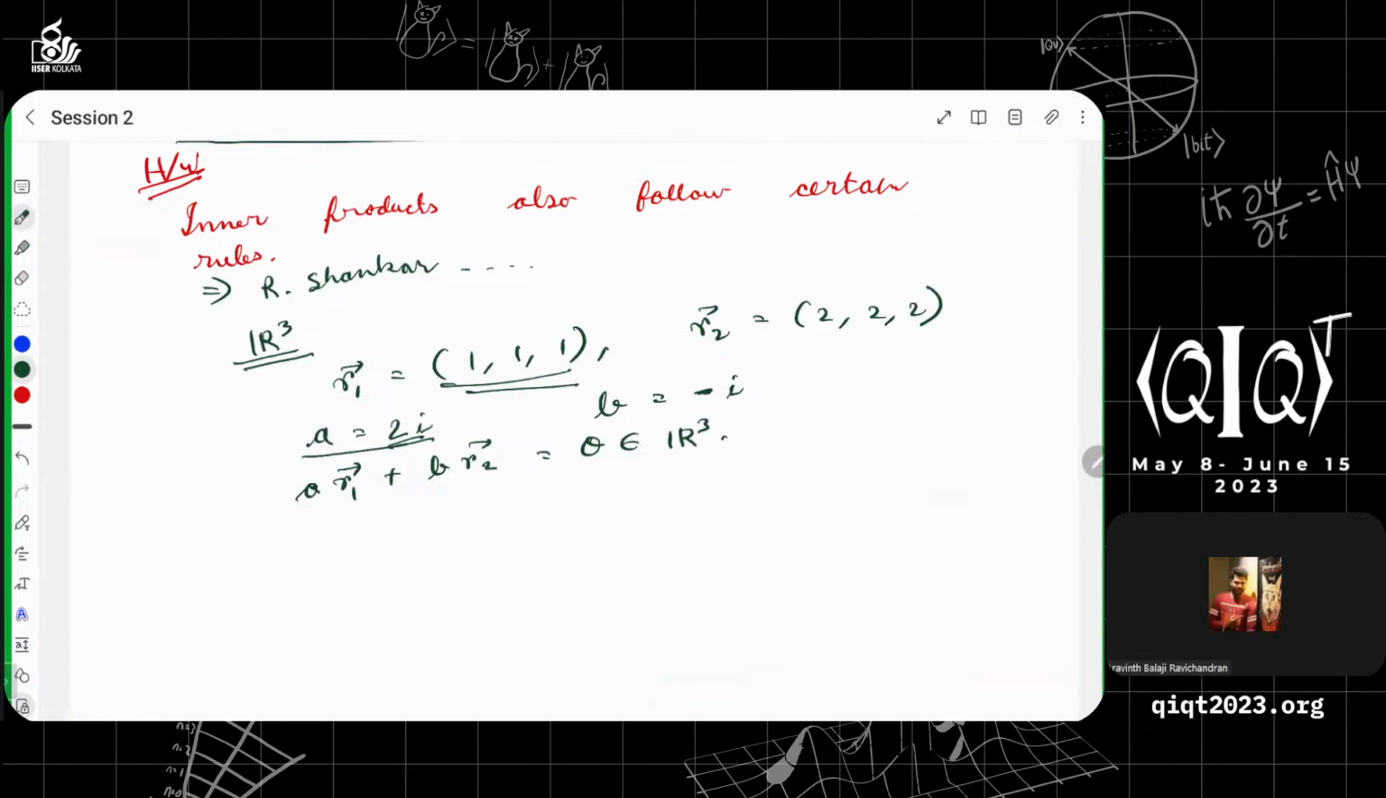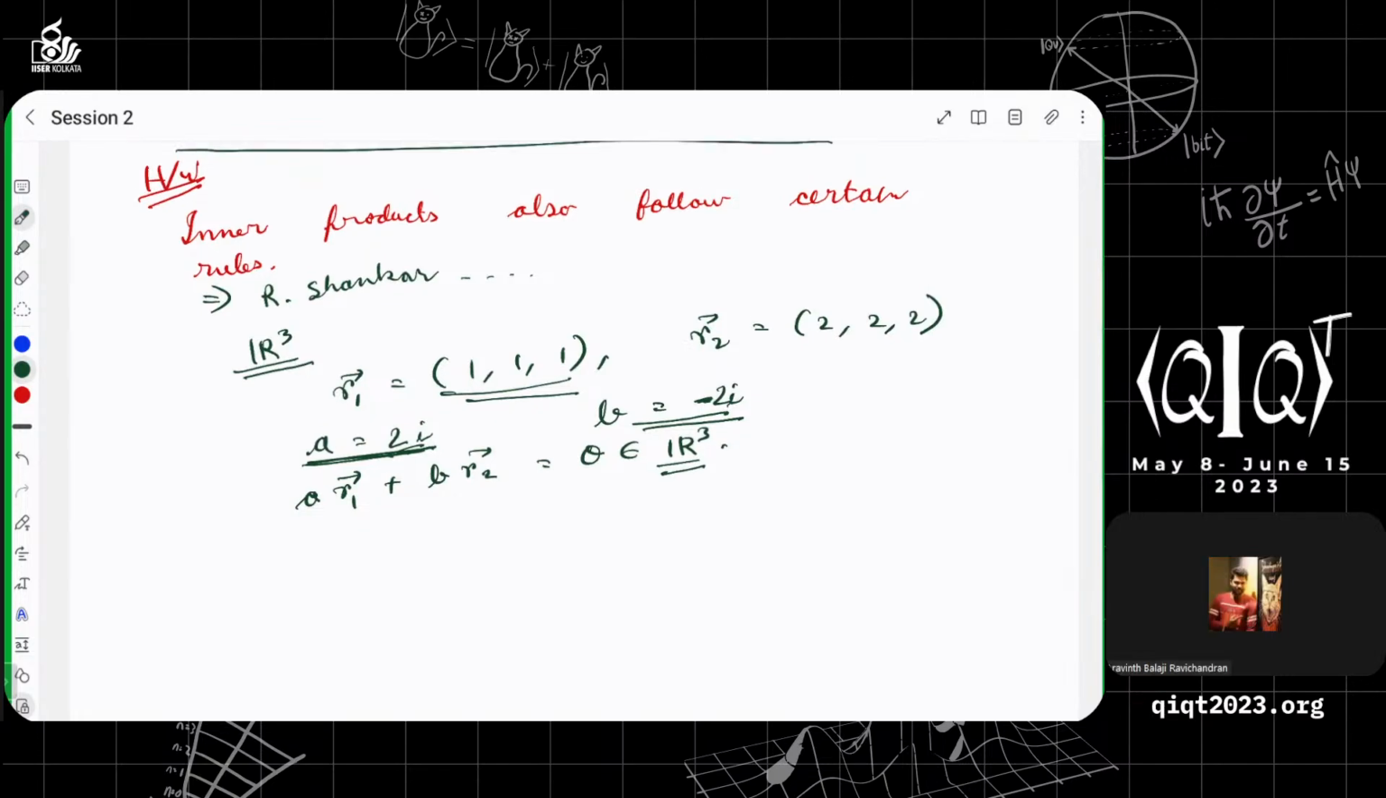But something like that, I don't have to choose A equal to 2i and B equal to -i. I have to check with every A and every B. So for example, if instead of -i I take -2i, then I would get a complex vector. It will not be belonging to R3. So you have to check for all A, B belonging to the field and all U, V belonging to the vector space. Is that clear?